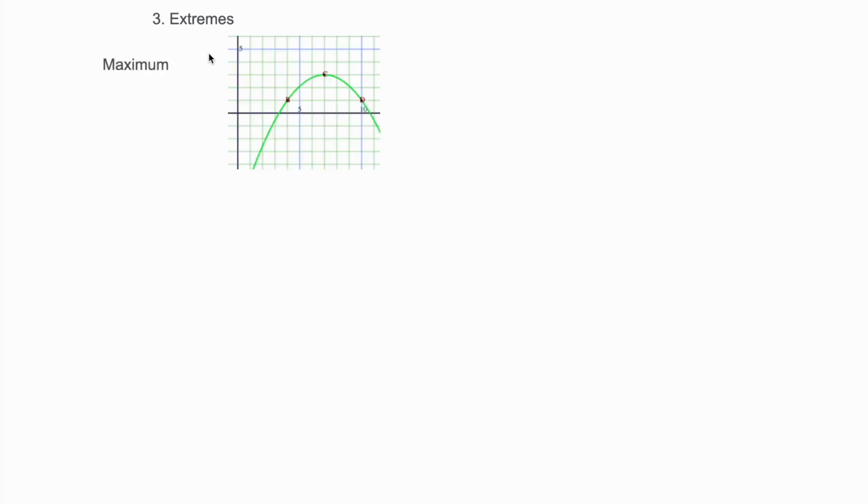Extremes. Let us look at the extremes. The extremes are the maximums or the minimums. The graph looks like this. This would be your maximum. There would be no minimum, because this is going to keep going down forever. If the minimum is infinity, we just say that it doesn't exist, because infinity is not a number.